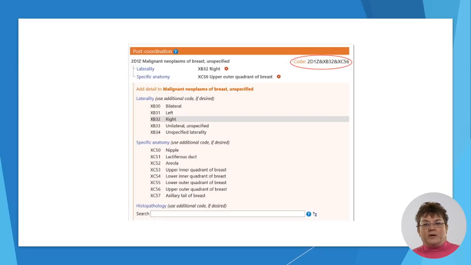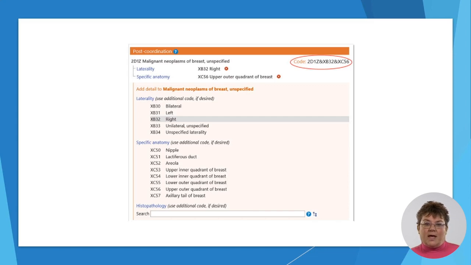Post-coordination, we started to talk about this a little bit, and this is what it's going to look like. So at the top here, you can see malignant neoplasm of the breast, unspecified. Well, we know that most females have two breasts. So is it on the right one or the left one? Or is it both? Both would be bilateral. The word bi means two.